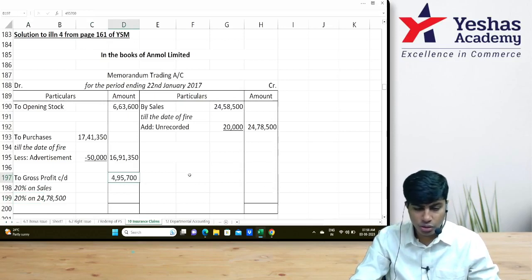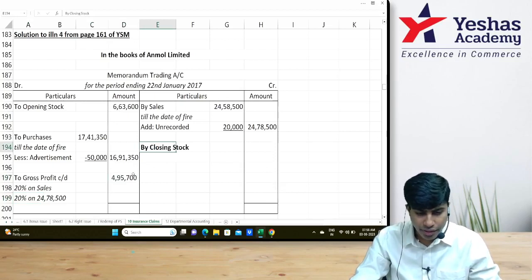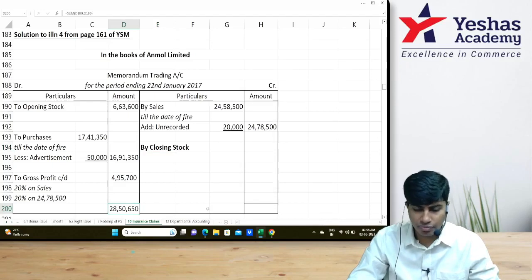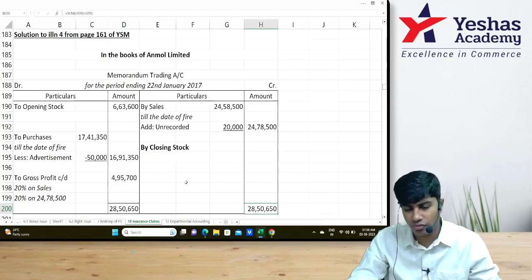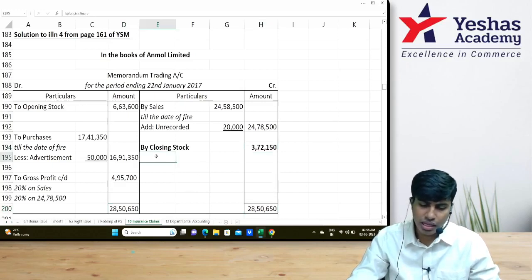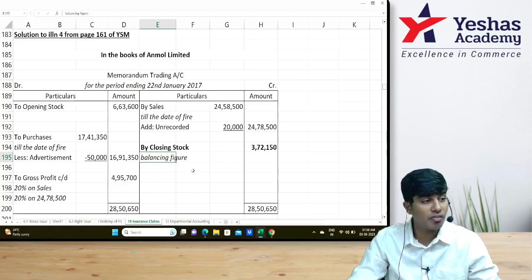Here total we don't have to write. We need to find closing stock, guys. Here total we need to write 26, 27, 87, 28 lakh. Sorry, 28 lakh 50,650 minus 24 lakh 78,500. 3 lakh 72,150 is stock as on date of fire.